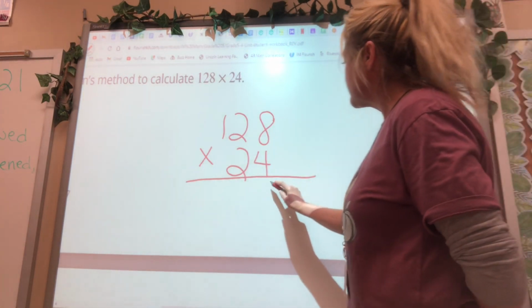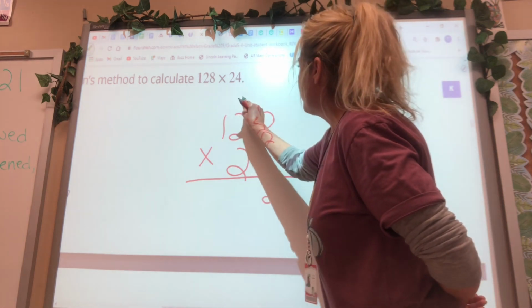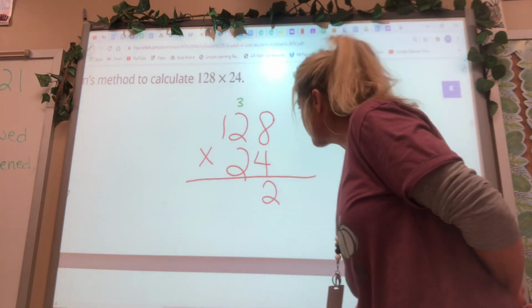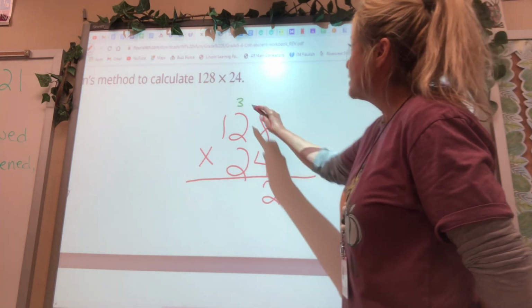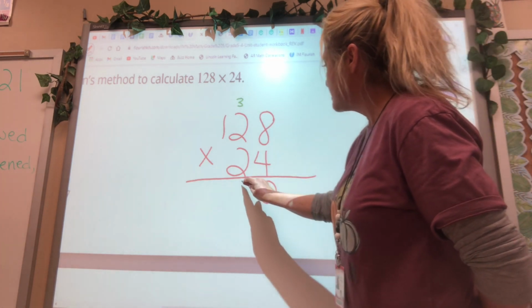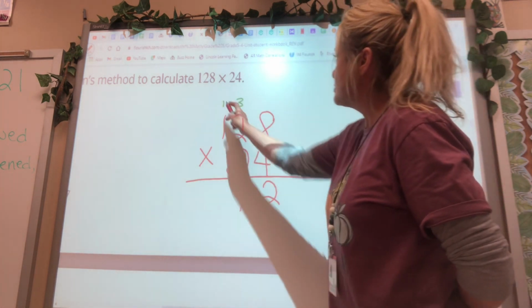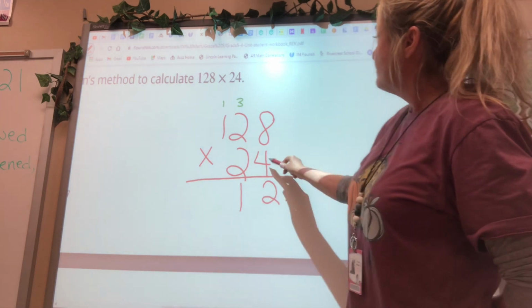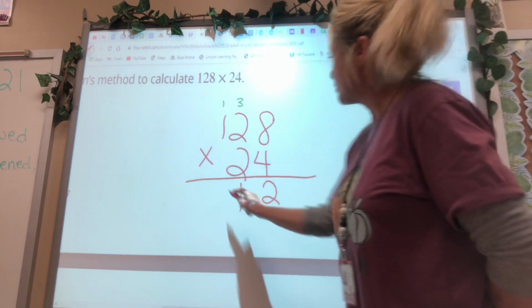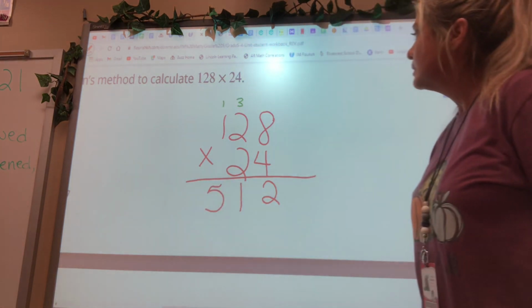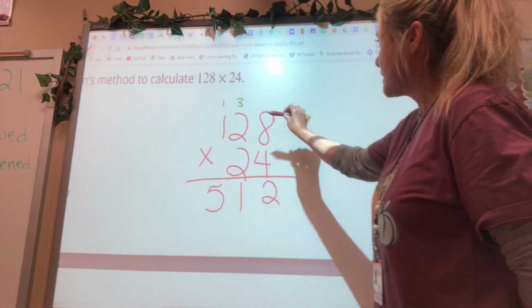4 times 8 is 32, so we place our 2 and do our carryover, 32. 4 times 2 is 8, plus 3 is 11. So we put our 1 and 1 as our carryover, so there's our 11. 4 times 1 is 4, plus the 1 carryover is 5. Okay, so now we've taken care of multiplying the 4 times each number.